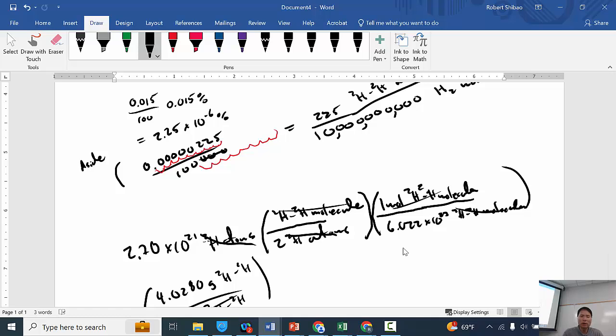That is, out of 100 H2 molecules, there are 2.25 times 10 to the minus 6 that are deuterated, completely deuterated.